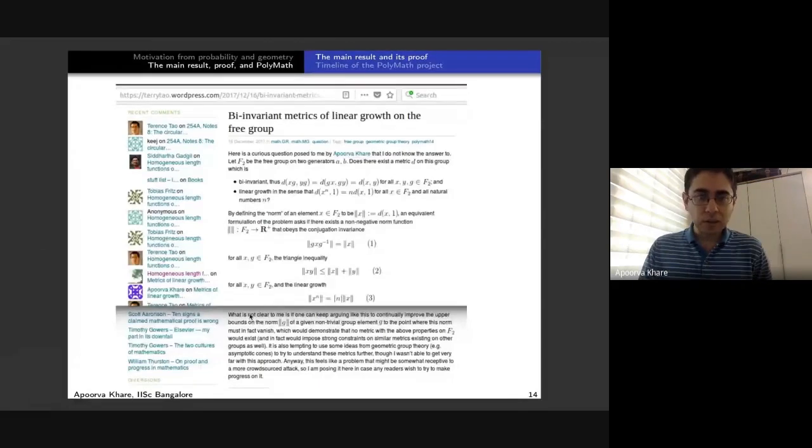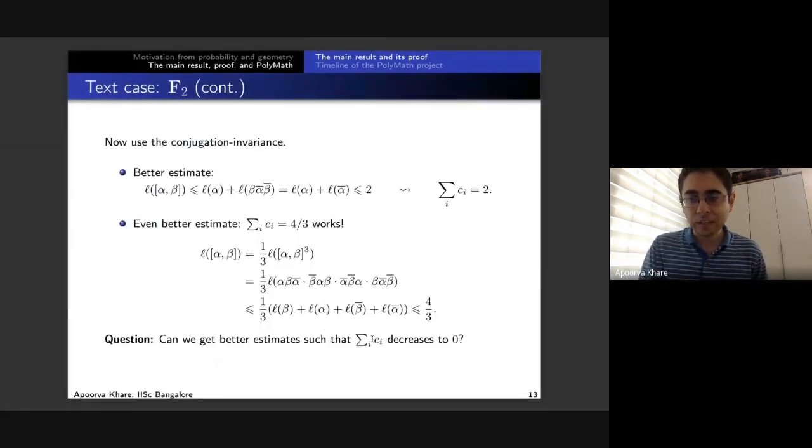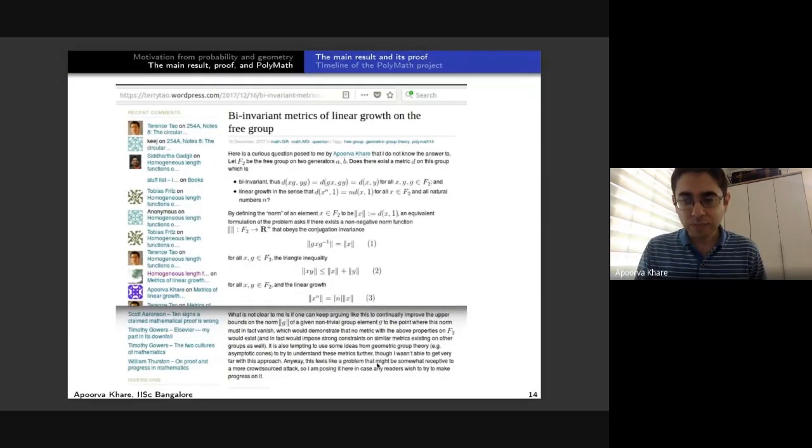And then there is, I skip a bunch of the exposition on the blog. And then he says, what is not clear to me is if one can keep arguing like this to continually improve that upper bound. And that is the question I said here. Right? Can we keep improving this thing to go down to 0? Anyway, this feels like a problem that might be more receptive to a crowdsourced attack. So I'm posing it here, if readers want to try to make progress. And so now I'm going to start telling you, simultaneously, about the story of the problem and the progress and the timeline.